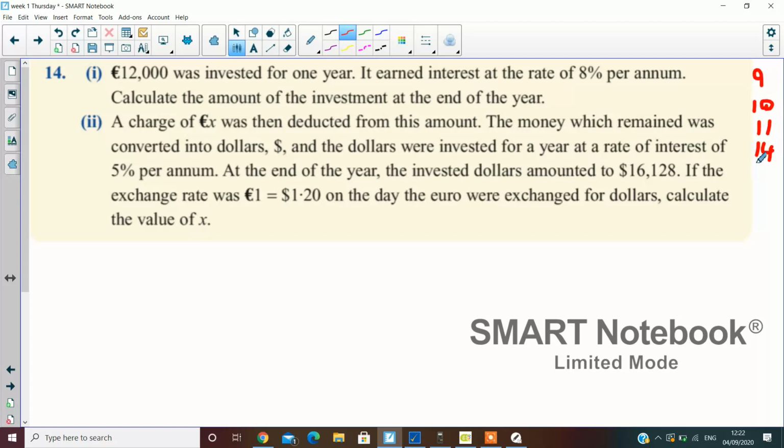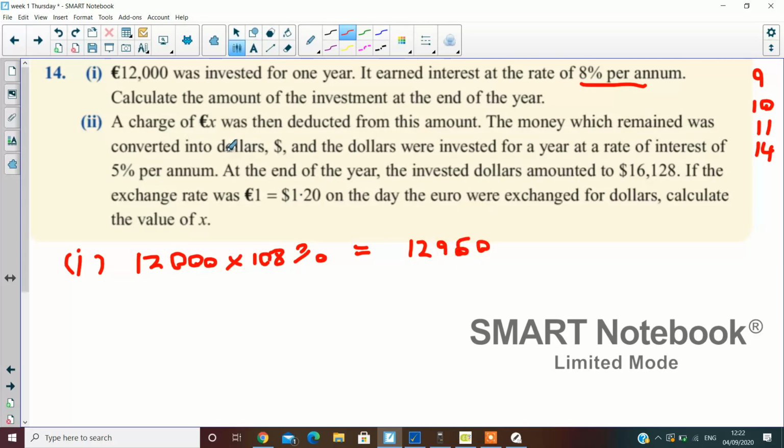Now, 12,000 was invested for 1 year. You earned interest at 8% per annum. Calculate the amount of investment at the end of the year. That is very easy. Everybody happy to multiply 12,000 by 108%? What do you get? Okay.